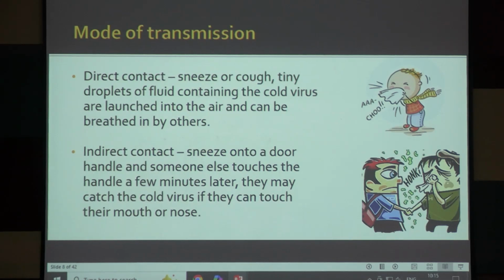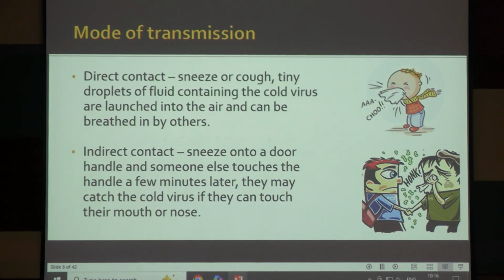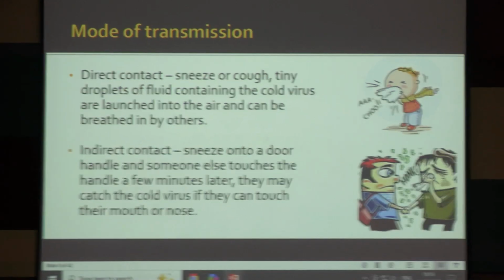Mode of transmission: it may transmit directly or indirectly. Directly through sneezing or coughing, when tiny droplets are spread by air and then launched into the respiratory system of other healthy children, and indirectly when someone sneezes into a door handle and someone else touches that handle. So, that's how the virus spreads indirectly.